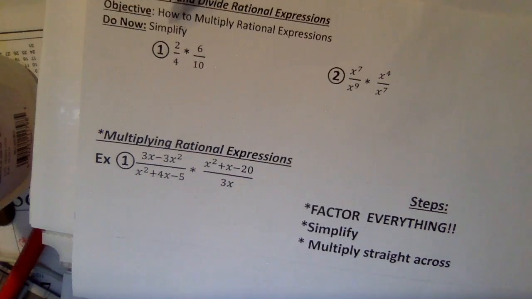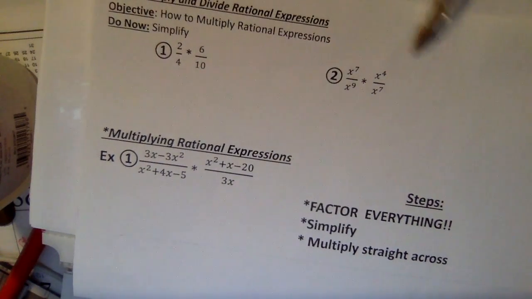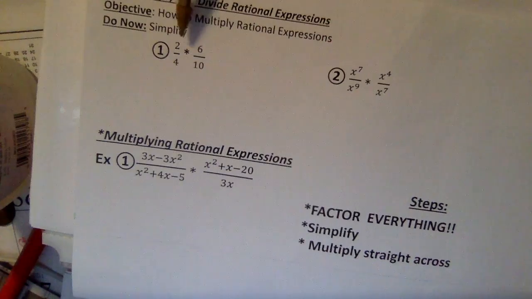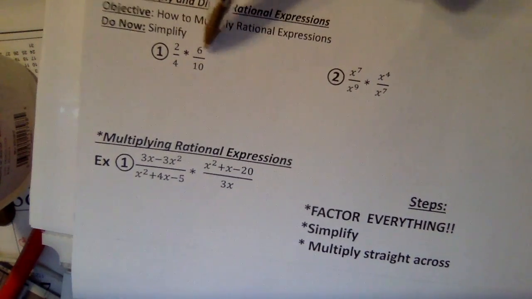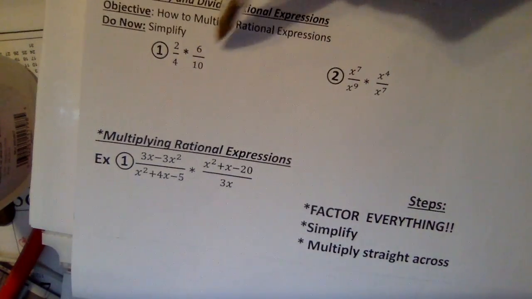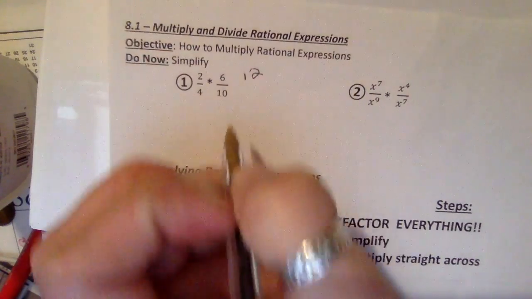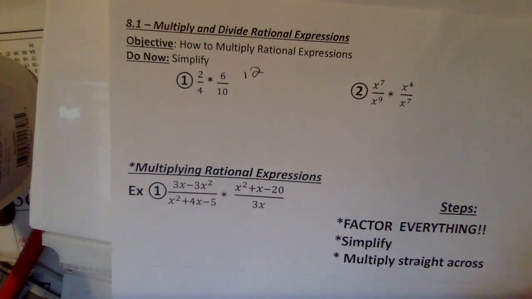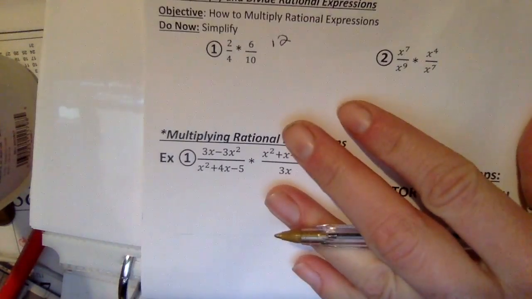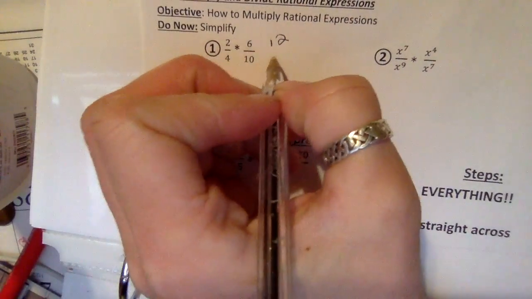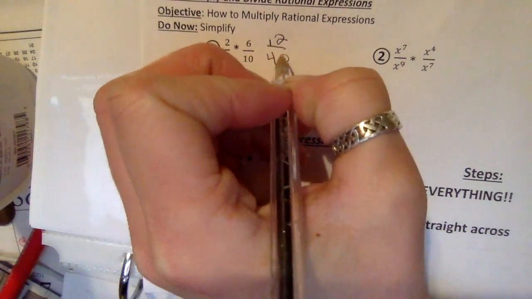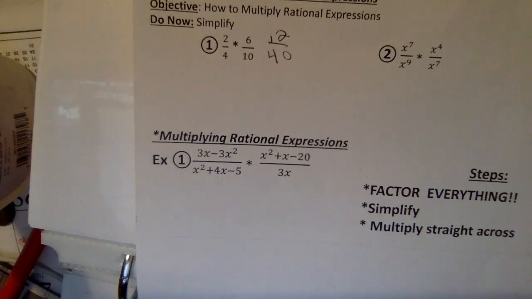So let's just review, before we get into it, something we've done before. We multiply two fractions. Remember, we multiply right across. So 2 times 6 is 12, over 4 times 10 is 40. Okay, and then after we multiply right across, we simplify.